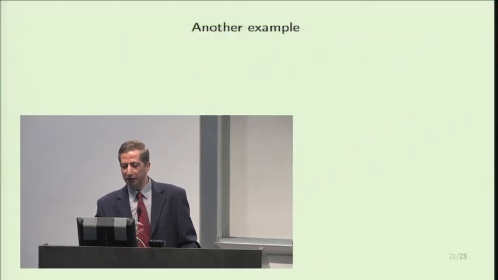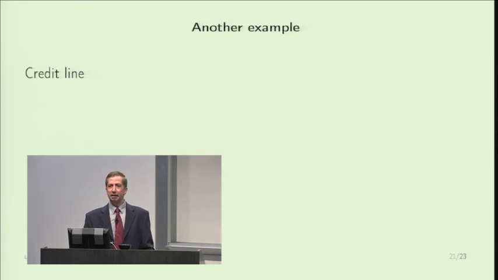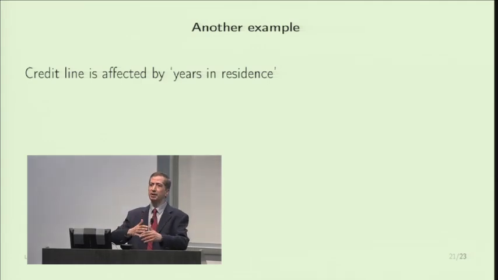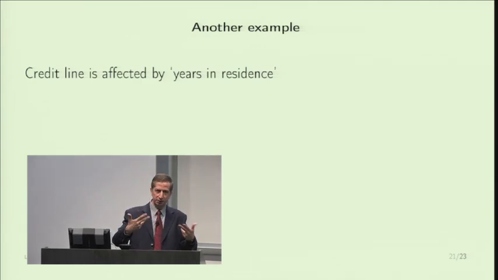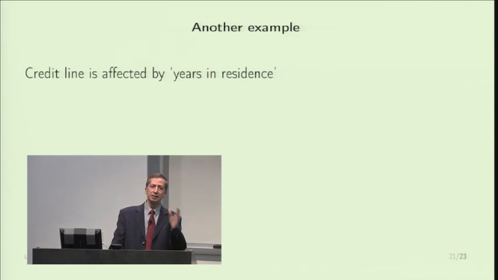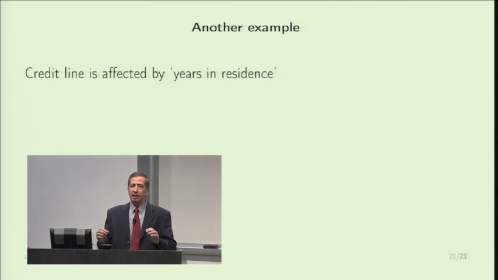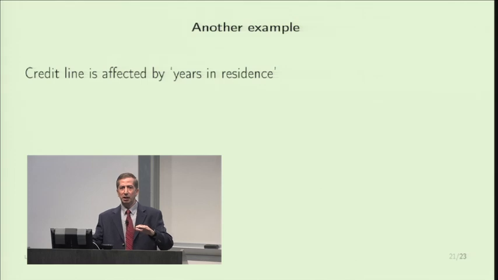Okay, so we take another example of nonlinearity: the credit line. The credit line is affected by years in residence. We argued that if someone has been in the same residence for a long time, there is stability and trustworthiness, and if someone has been there a short time, there is a question mark. Now, it's one thing to say that this is a variable that affects the output. Another thing to say is that it affects the output linearly.